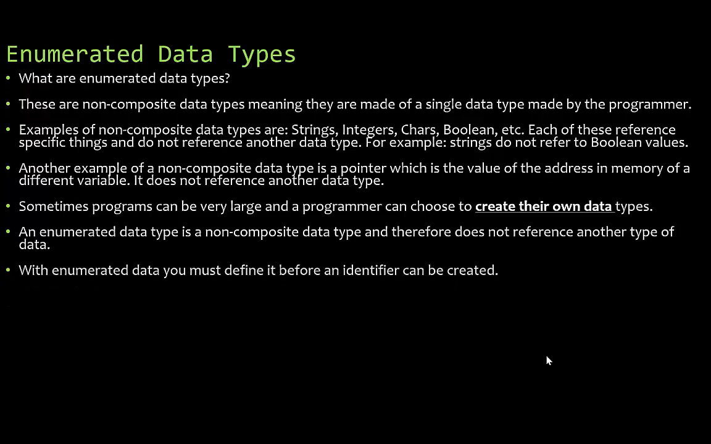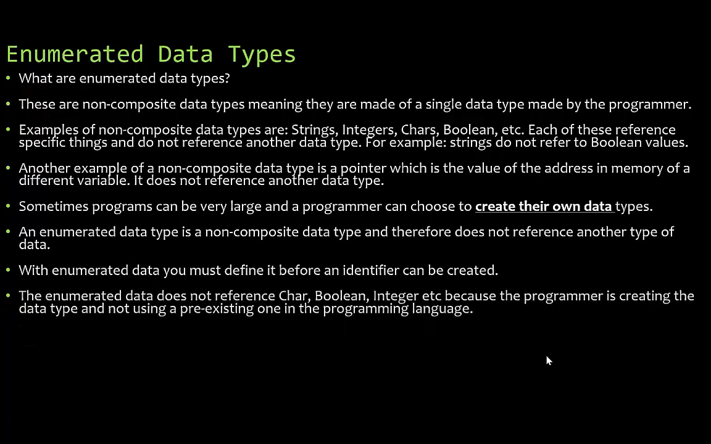Now, with an enumerated data type, you must define it before an identifier can be created. The enumerated data type does not reference the char, the boolean, the integer, the string, whatever it may be, because the programmer is creating the data type, not using a pre-existing one inside the programming language. So when we talk about enumerated data and user-defined data types, we're talking about data types that don't already exist inside the programming language. Because char, which references a character, already exists, it's not enumerated data. We just say it's non-composite because it only refers to one type of data.